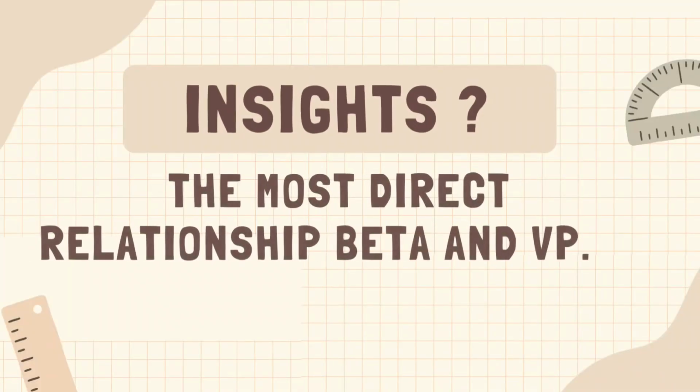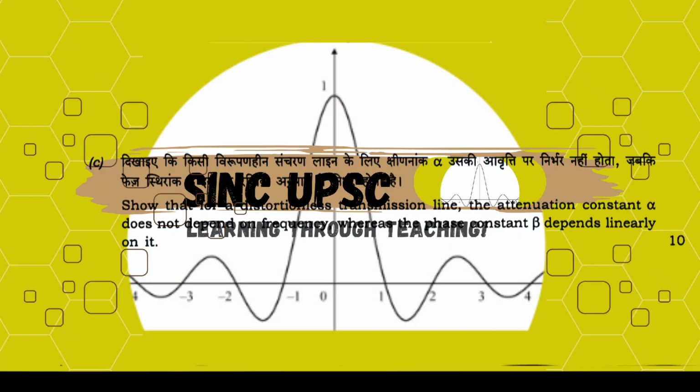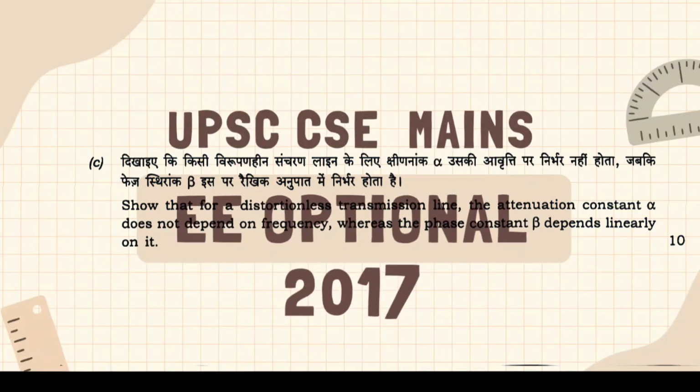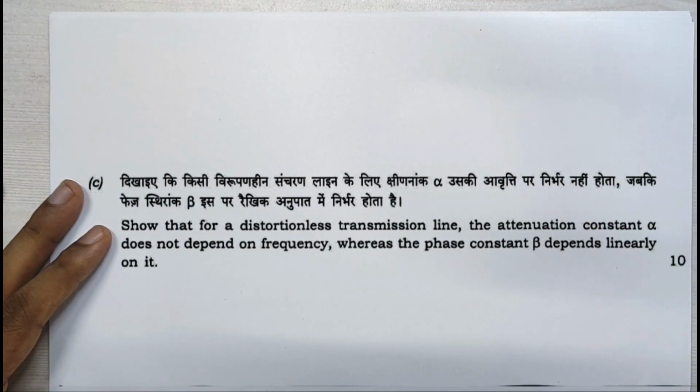The insight is we can use the direct formula relation between beta and phase velocity. That can also be helpful. This question of transmission line was asked in 2017. Show that for a distortionless transmission line, the attenuation constant alpha does not depend on frequency, whereas the phase constant beta depends linearly on it. We have solved a similar question in part 2 of this transmission line playlist. You can check it out.